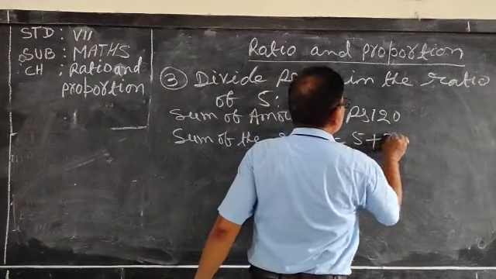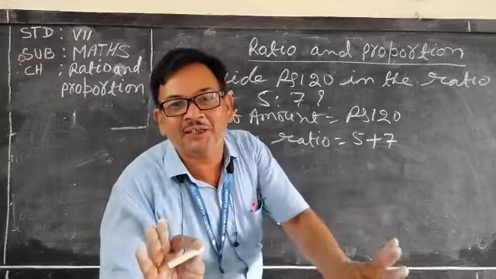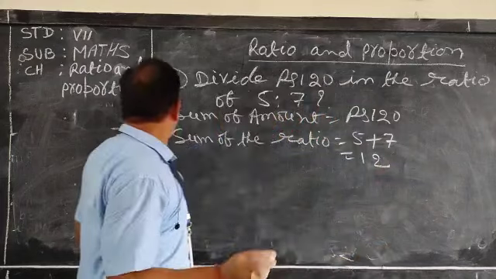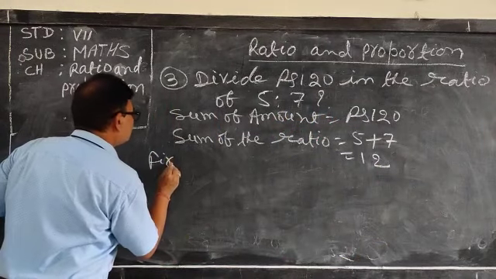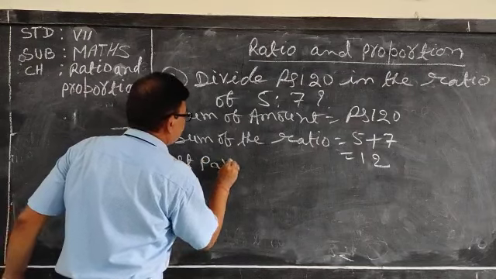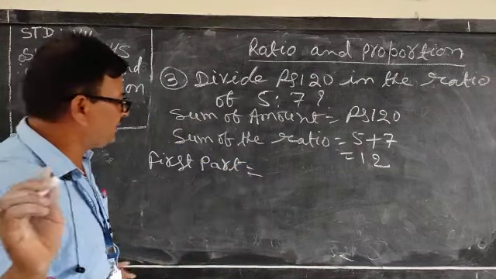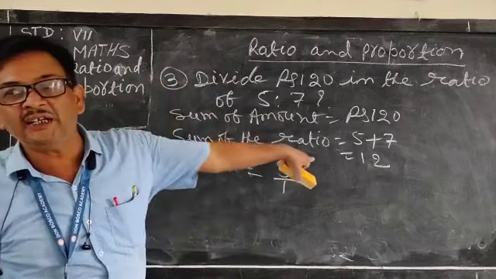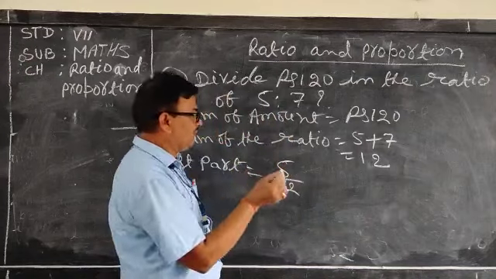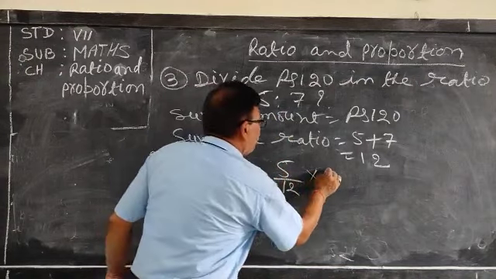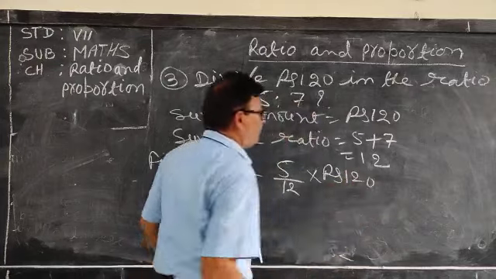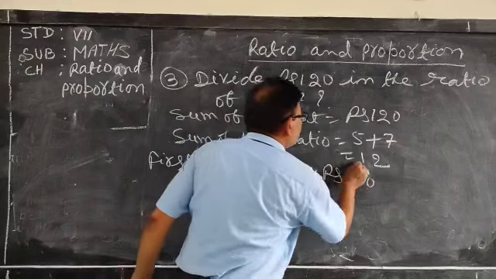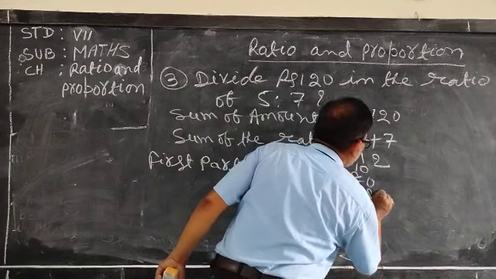It means 5 plus 7. So 5 plus 7, what is there? My dear children, what will you write? Now the first part. The first part is equal to what? The first part is 5. And the sum of the ratio is 12, so divide it. And the total money is rupees 120. Then you will divide by 12. What will come? 10 will come. It means the first part is rupees 50.